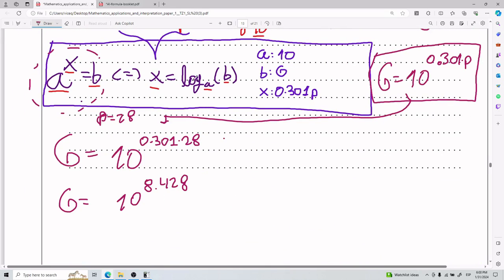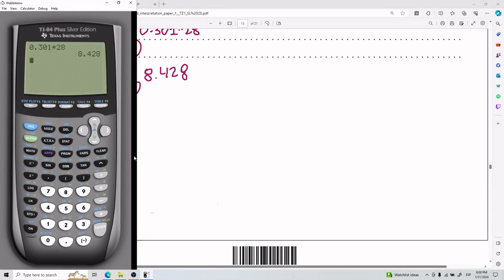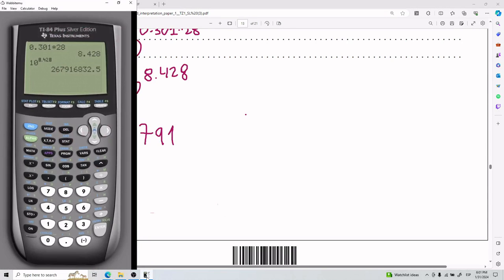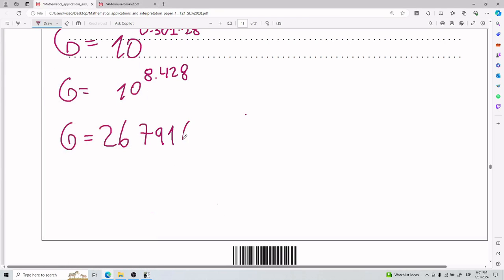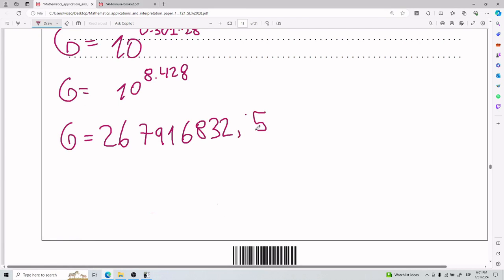For scientific notation, what I suggest is get your answer as raw as possible. Get to the answer, the long string of numbers, and then convert it to scientific notation. And I'm about to show you how. So let's take that 10 and put it to the power of 8.428. So here's my nasty answer: 267,916,832.5.